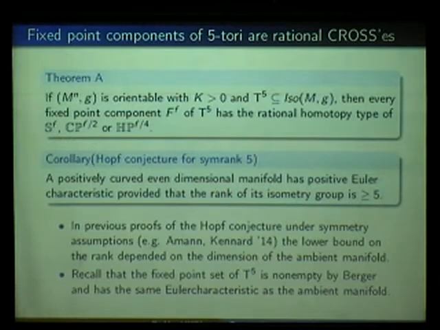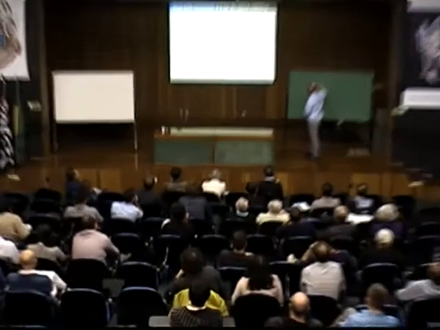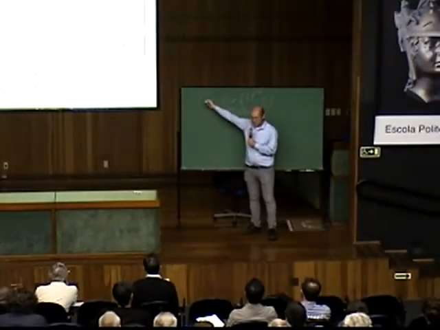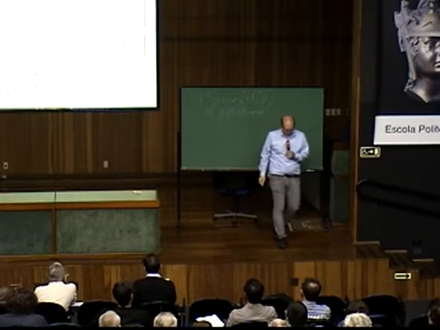And so it's even dimensional, then the fixed point set of this is going to be non-empty. That's Berger. So Berger tells you that every killing field has a zero somewhere.